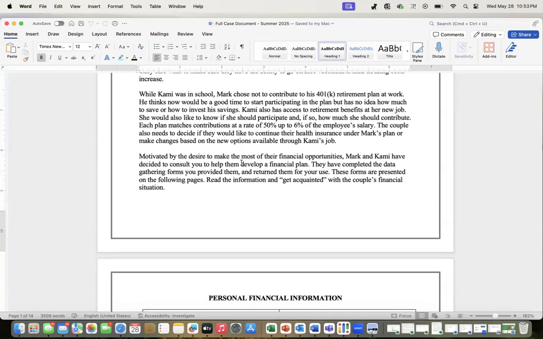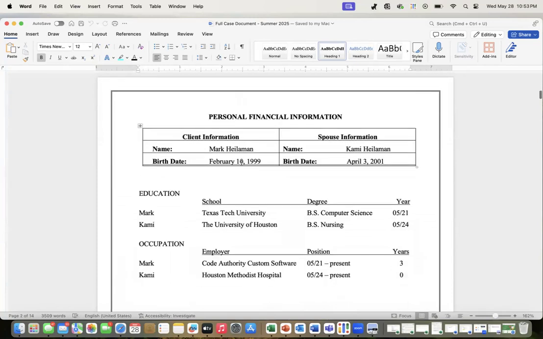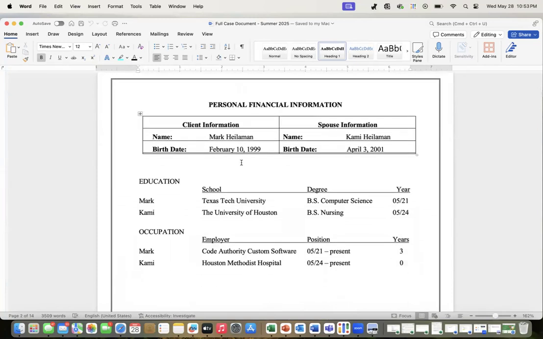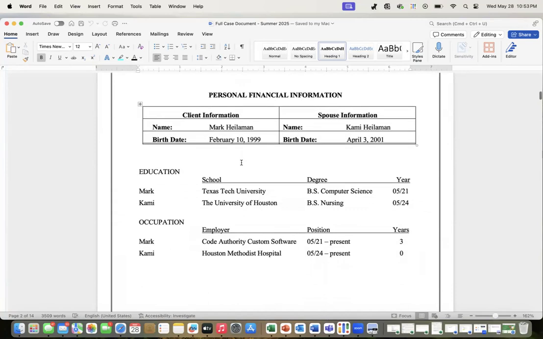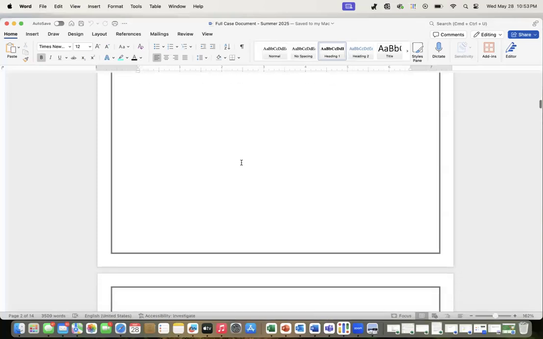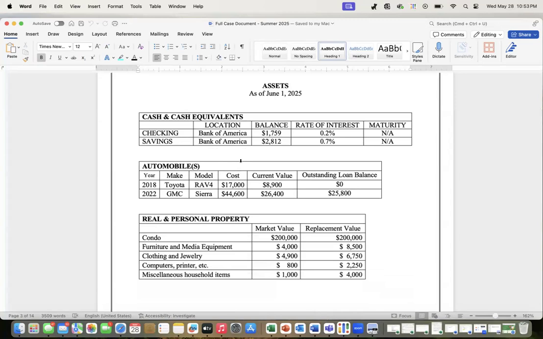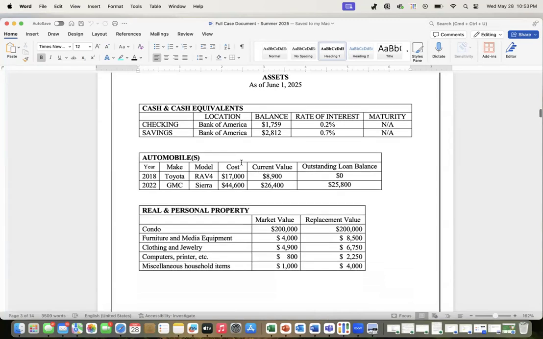Once we get through this introductory information about our clients, the next page in the case study is just a little bit more of a formal summary of some of this stuff. So the first thing is just, again, a little bit more about Mark and Cami, when they were born, where they got their educations, and where they work. Once we get to page 3, now we're starting to look at some of the balance sheet information. So we have information about their assets, cash equivalents, a little bit about their automobiles, and personal property.